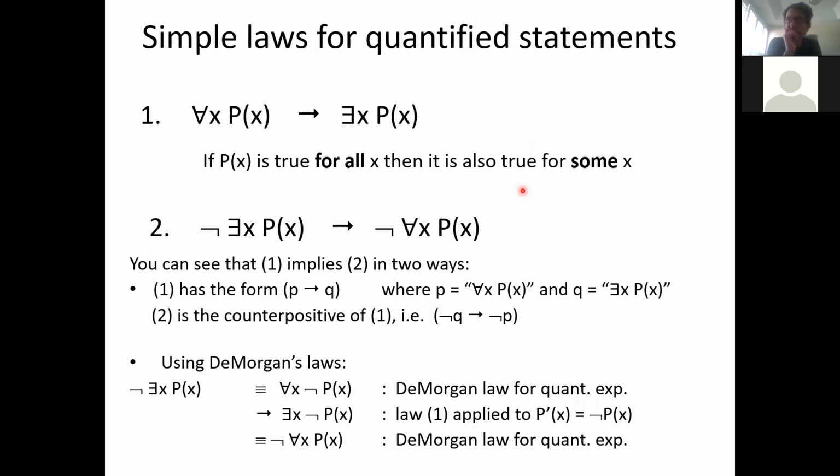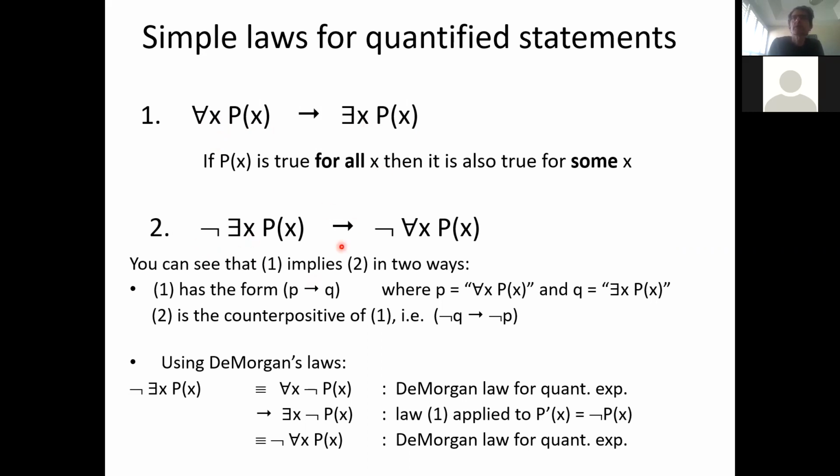Okay, some simple laws for quantified statements. This is the simplest law. De Morgan is one of them, but perhaps not so simple. This one really is. It just says, look, if you're saying that predicate P holds for all elements in the domain, then in particular you're saying that it holds for some. This is a non-controversial statement, right?